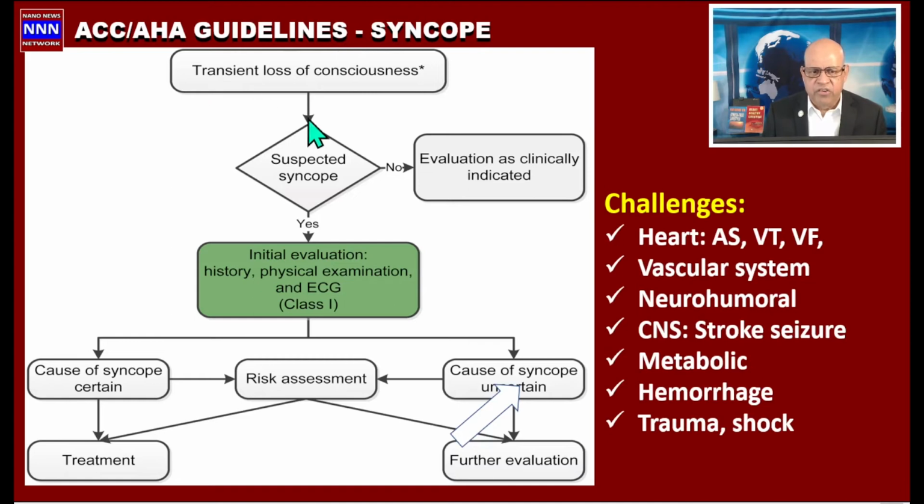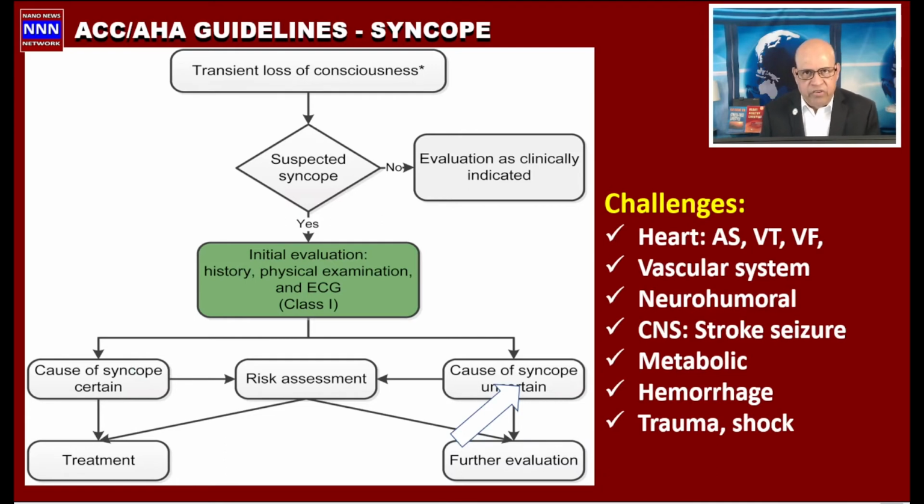Transient loss of consciousness. This is one of the flowcharts from the 2017 ACC guidelines. If you suspect syncope, if you think it is not a syncope, then we need to look for other causes. If we suspect syncope and you say, okay, this is definitely a syncope, then we do the initial examination evaluation, which is a class 1 indication, which of course everyone is expected to do. Then we need to look for certain causes. As I said, if someone passes out while they are getting an injection or blood drawing, we know what caused this one.